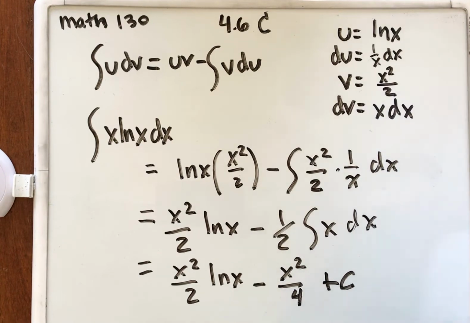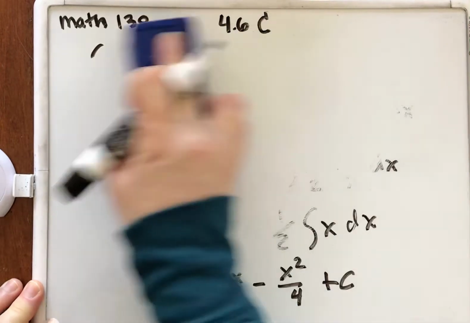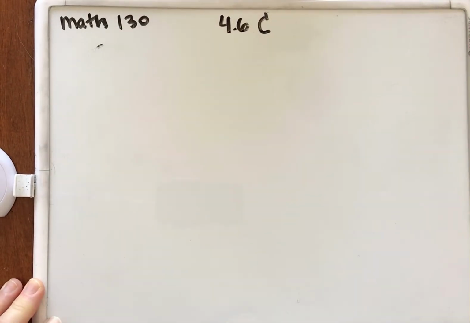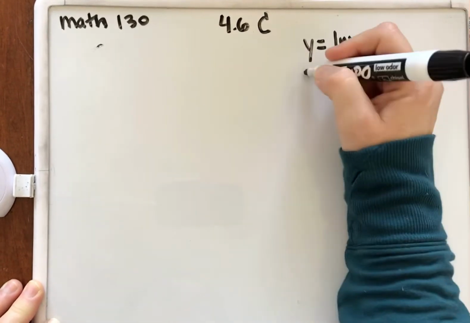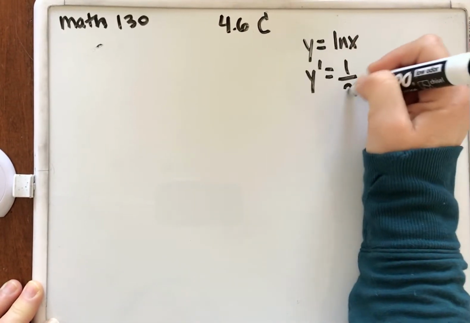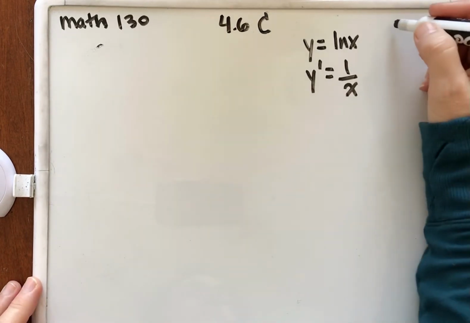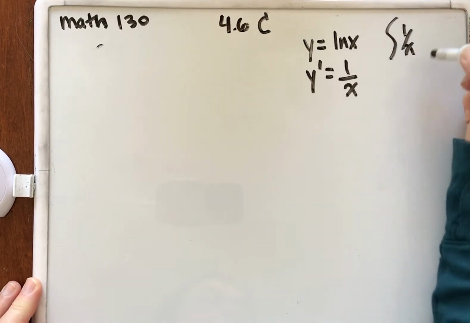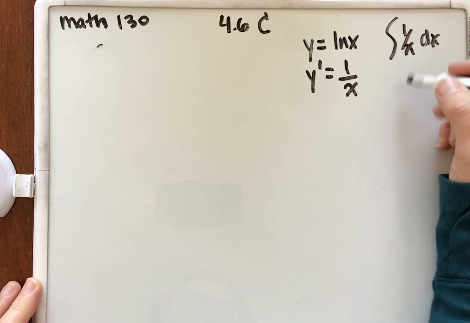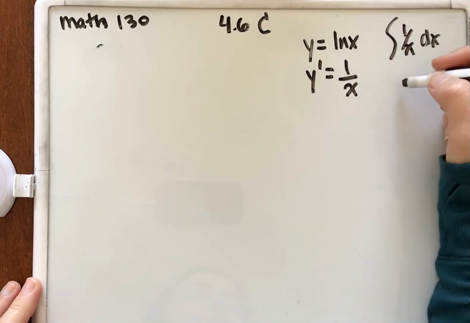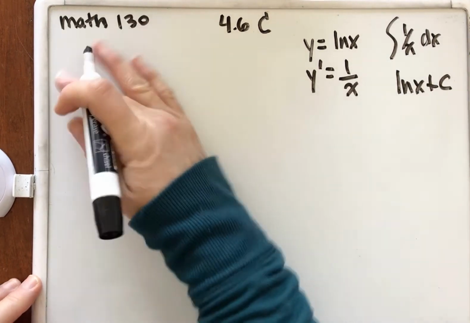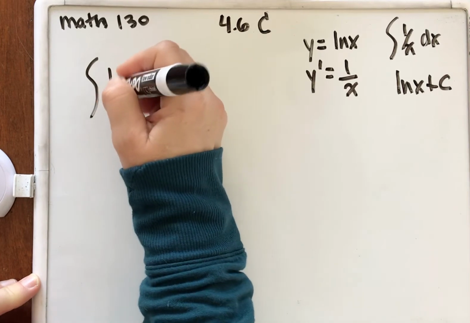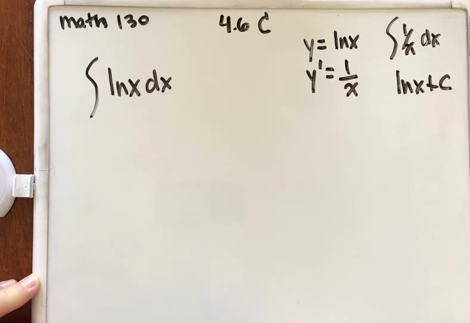Okay, let's move forward. We're going to go on to another problem. And in the past, we have seen this right here. Let me show you. If we have y equals ln x, we know the derivative of y is 1 over x, okay? If we integrate 1 over x dx, then we know the integral is going to be ln x plus c. What we don't know yet is how to integrate ln x by itself.